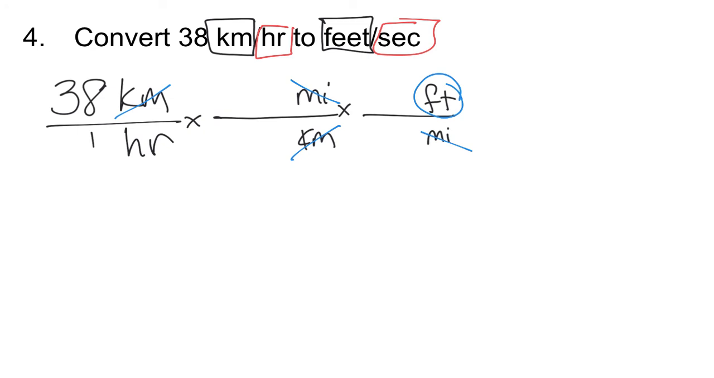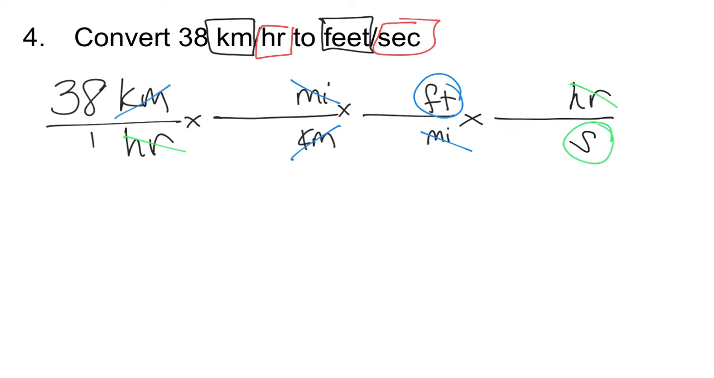what do we need to do? We need to go hours to seconds. My hours are on the bottom, so to get rid of them, they need to go to the top. And then seconds are on the bottom, and so I can cross those out. Hours, seconds. So now I just need to put in the numbers.